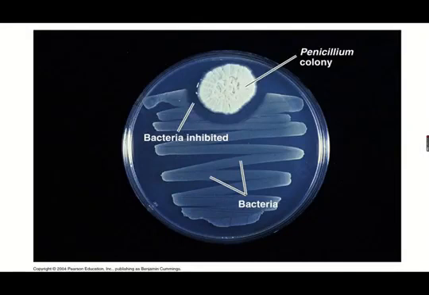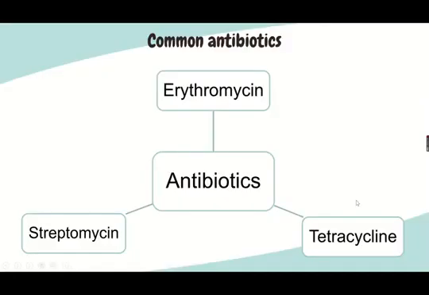The image over here shows bacteria growing in the petri dish. On one side, penicillium has contaminated the petri dish. If you look in the surrounding of this penicillium, it has secreted certain chemicals, and these chemicals are not allowing the growth of the bacteria. These chemicals are nothing but the antibiotic. Some other common antibiotics are erythromycin, streptomycin, and tetracycline.